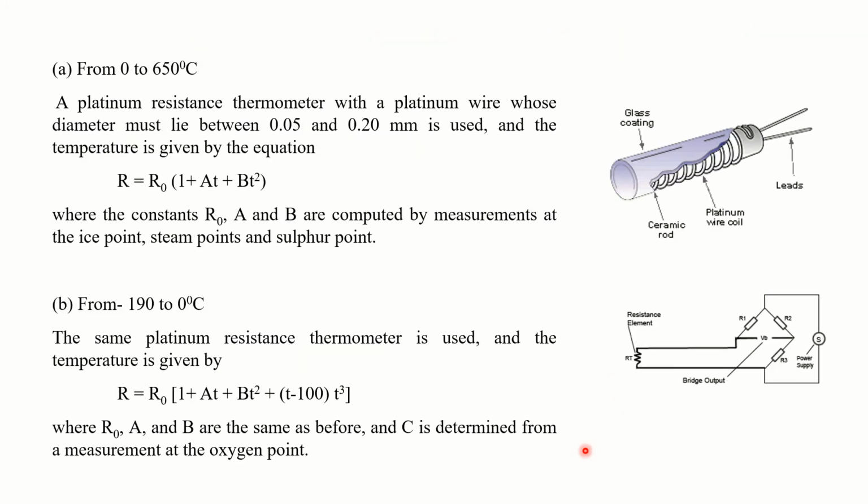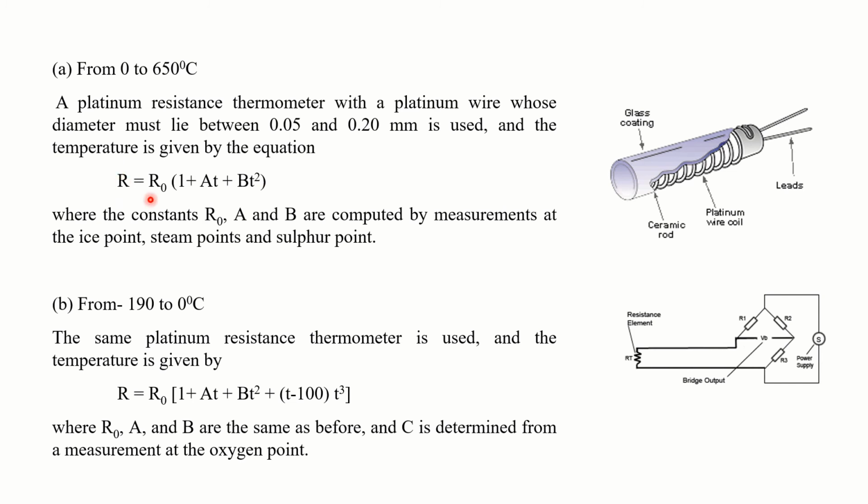Now let us say I want to use a resistance thermometer to measure the temperature in the range of 60 to 650 degrees Celsius. Resistance is given by R = R0(1 + AT + BT²).